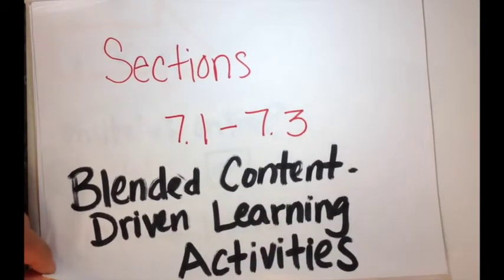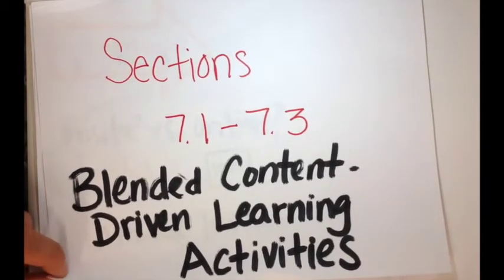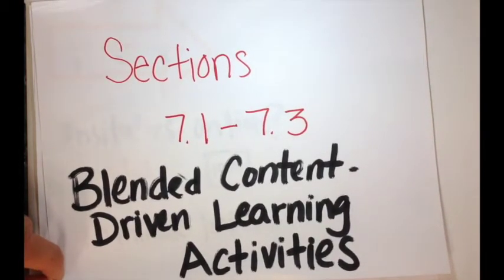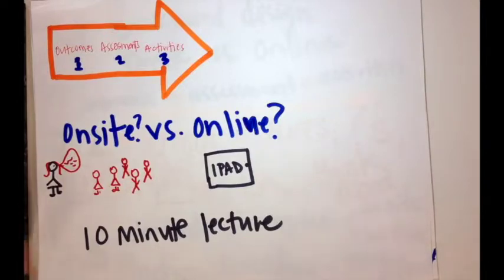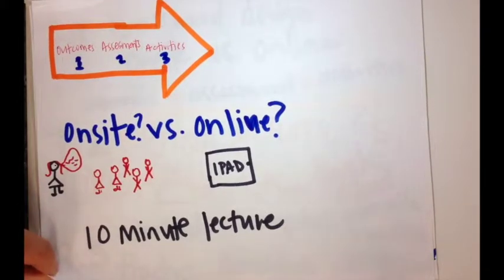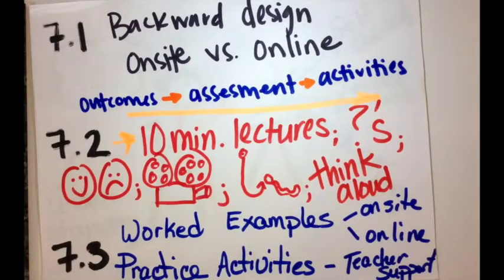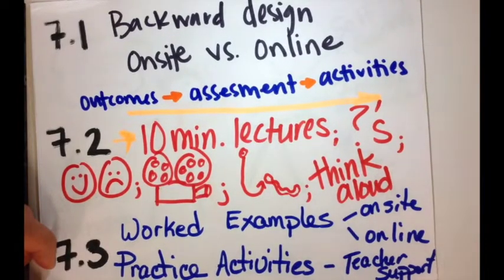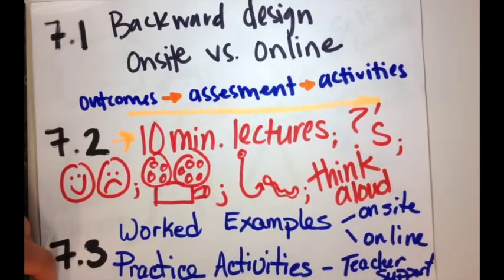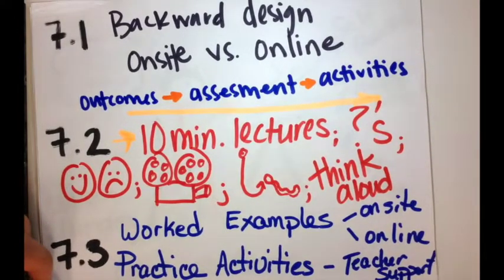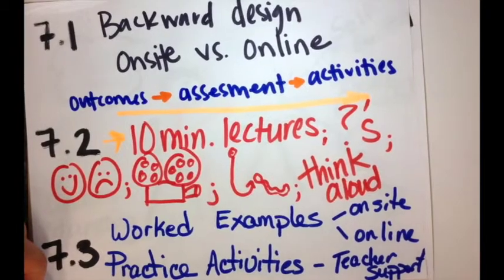Sections 7.1 through 7.3 talk about the content-driven learning activities in a blended environment. First of all, always make sure that you know your desired outcome first, and work towards your activities from there. Decide along the way which ones will be on-site, which one will be online. So with the backward design, you plan no longer than 10-minute lectures and have worked examples, decide whether they will be on-site or online, and your practice activities are then computer-based and the teacher walks around the classroom monitoring.